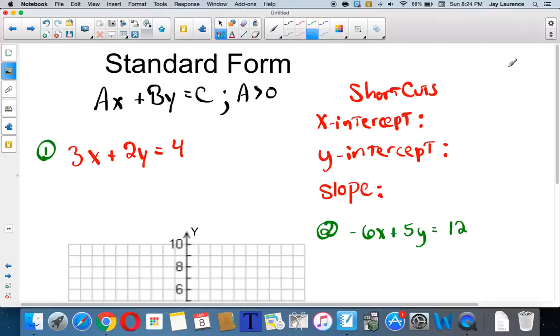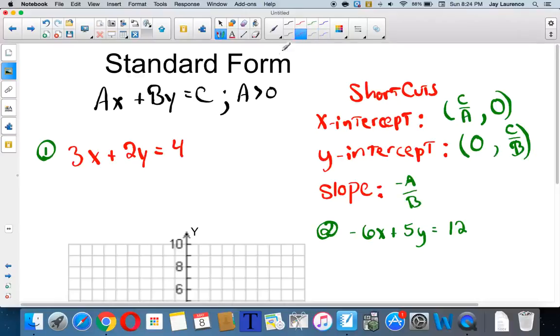Remember I taught you some shortcuts. To find the x-intercept, you're going to take c divided by a, and the y-coordinate is going to be 0. To find the y-intercept, the x-coordinate will be 0, and you'll take c and divide by b. To find the slope, you'll just do the negative of a over b. Now, you only need 2 of these 3 things to graph.